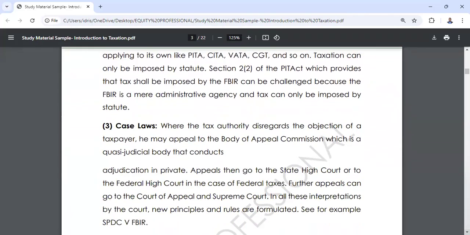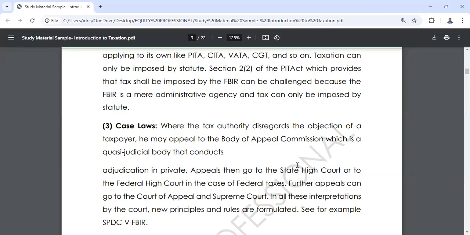Another one is case law. Another source of tax law is called case law. Case law means the sources of tax law that are derived from tax disputes, disputes between the tax authority and the taxpayer that pass through the court of law. At the end of the day, the judge will make a final judgment on such a case. That judgment made by the judges has become a case law.